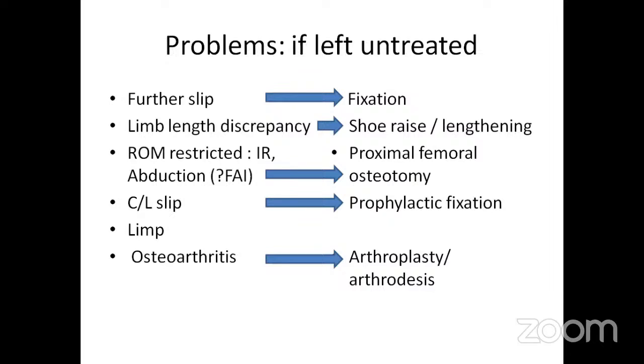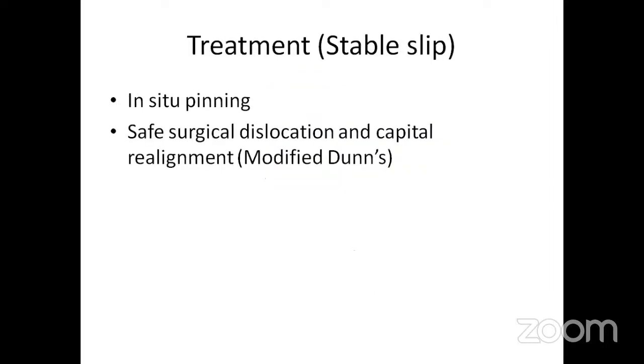There could be a limb length discrepancy. Since at present it is 2 centimeters, we can give a shoe raise, or if it increases, we can go for lengthening. The range of motion is restricted, which might require later proximal femoral osteotomy. A contralateral slip can occur, which will require a prophylactic fixation, and osteoarthritis can occur, which might be addressed via arthroplasty and arthrodesis in future.